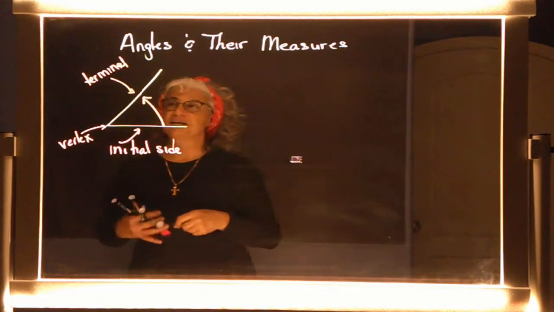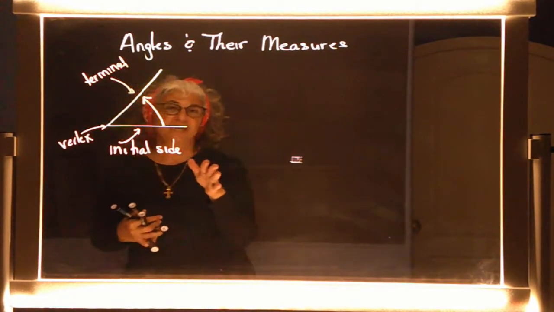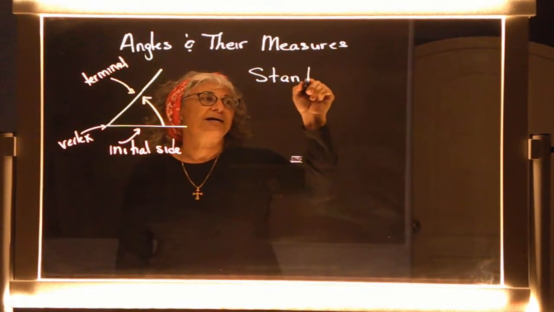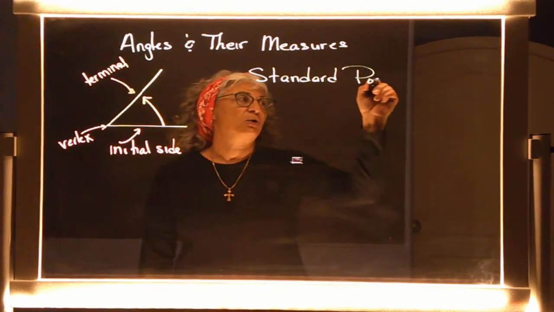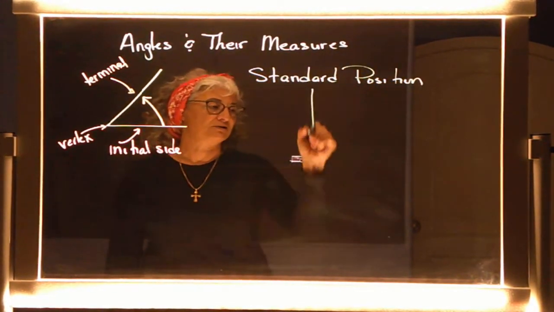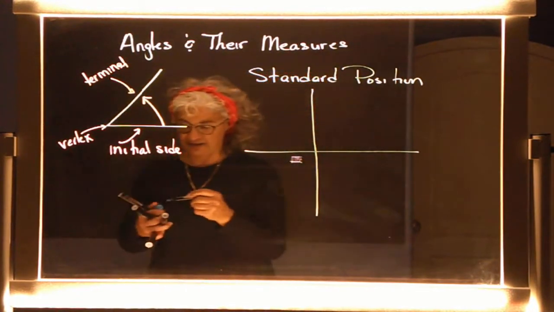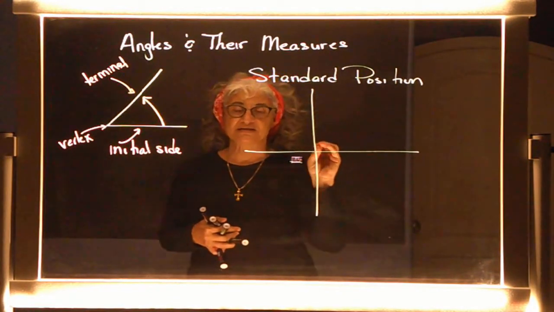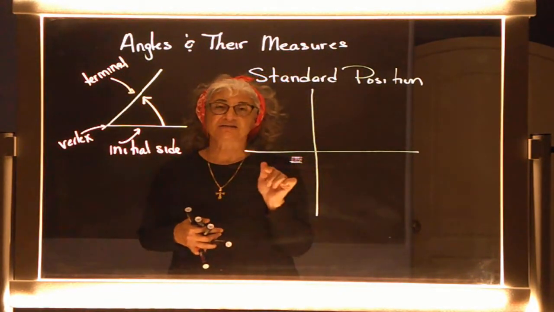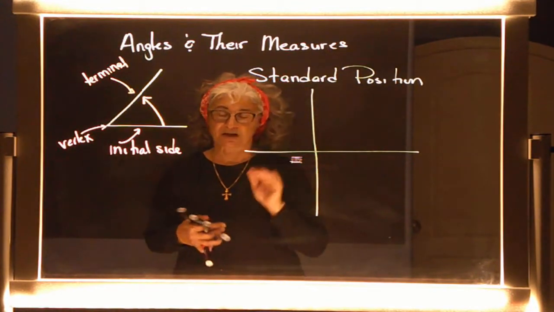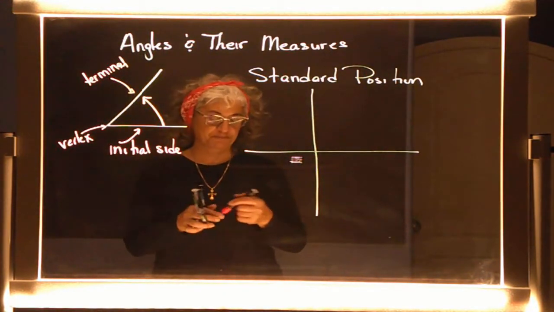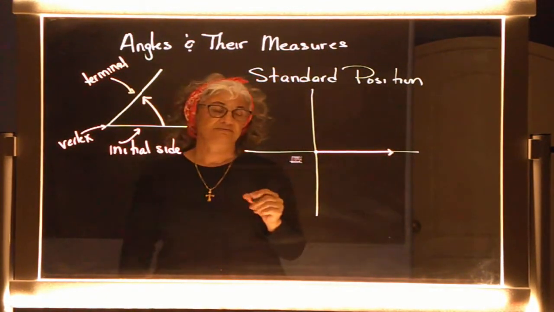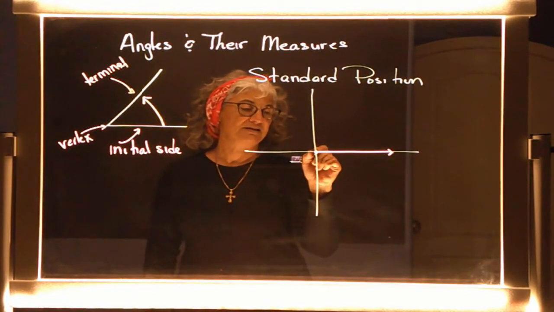Now, here's the deal. Now that we have all the sides of the angle labeled, let's talk about the standard position of an angle. Because that's important in trig, is to understand what standard position is for an angle. So here is our XY axis. The initial side is always on the positive side of the x-axis, and the vertex is always at the origin. Got it? Which means my initial side is right here, and my vertex is at the origin.